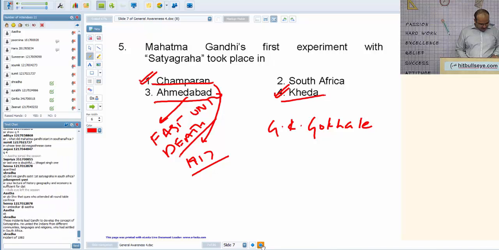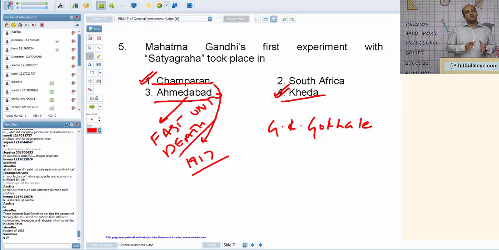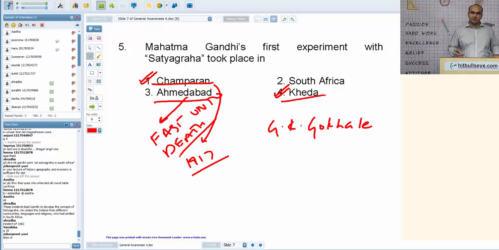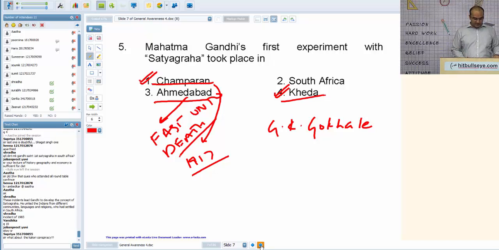Jobanpreet, sir, is your lecture history, geography and economy sufficient for CLAT? Jobanpreet, I'm afraid they are not sufficient at all. They are necessary, yes, you have to go through them, but you have to do other questions as well, right? So I just covered 70-80 questions that cannot be sufficient for your CLAT preparation. So you'll have to do some more sources and questions as well. So we have put a lot of questions on our website gk.hitbullseye.com. You can go ahead and practice doing questions from there.